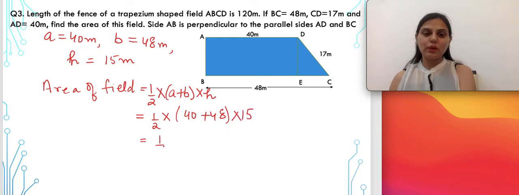Let's solve it. 1 upon 2 multiplied by 88 multiplied by 15. 2 and 88 can be cancelled: 2 ones are 2 and 2 44s are 88. So we get the answer 44 multiplied by 15.